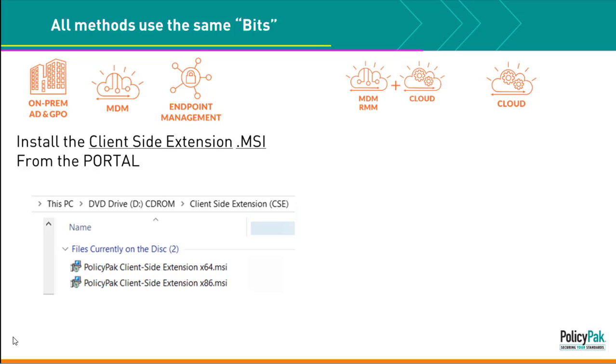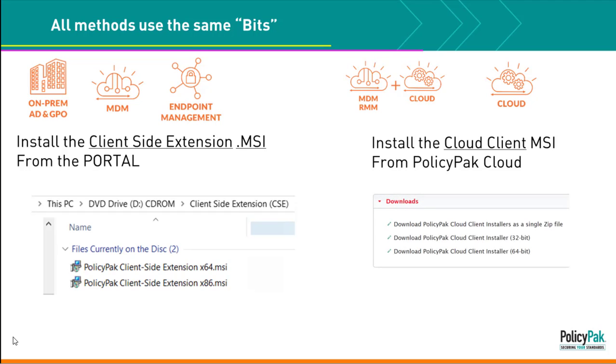What about the hybrid method and the cloud method? Well, technically it uses the same bits too, but you first install the Cloud Client MSI from PolicyPak Cloud. And this is going to join your computer to PolicyPak Cloud, and then underneath the hood, it automatically also downloads the client-side extension directly from PolicyPak Cloud. So we're all using the same bits, the same moving part that makes it go. The PolicyPak client-side extension makes it go, and it's the same client-side extension for GPO, MDM, SCCM, or cloud. However, in Cloudland, you just download the cloud client first, get yourself joined to PolicyPak Cloud, and then after that, the cloud client will do the work and download the client-side extension for you.